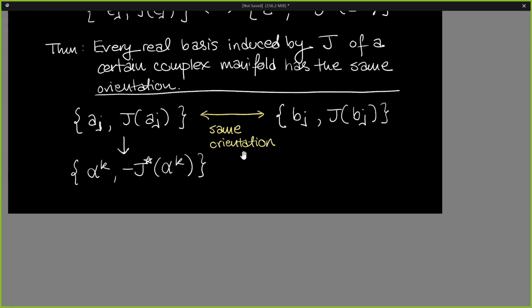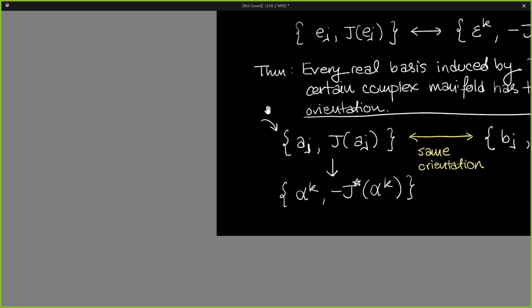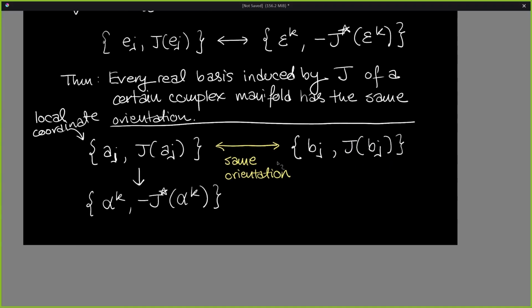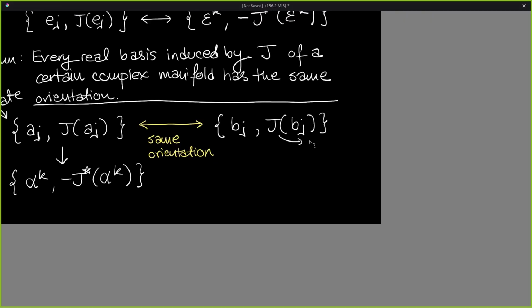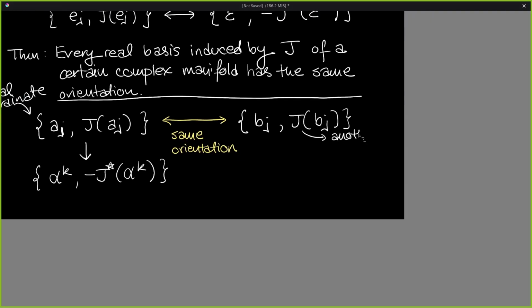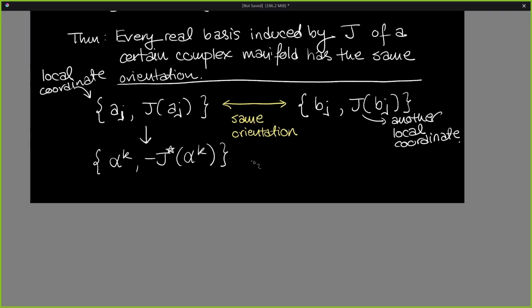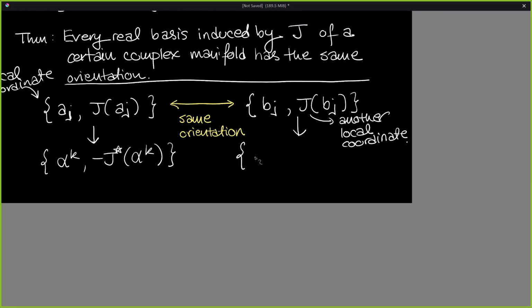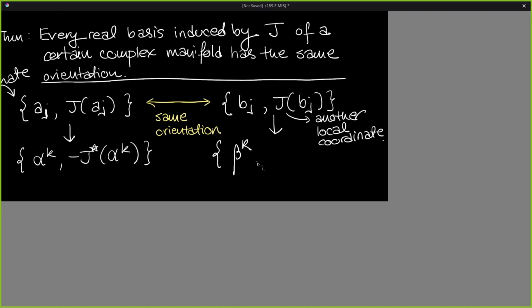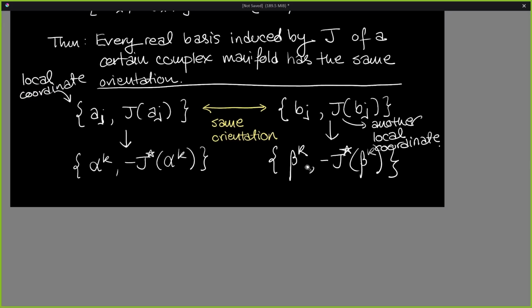So let's say that this is from one local chart, local coordinate, right? That's the constraint on what A_j and B_j have to be. So this is another local coordinate. Here we're going to have a similar naming scheme. We're going to call this beta_k, minus J star beta_k.